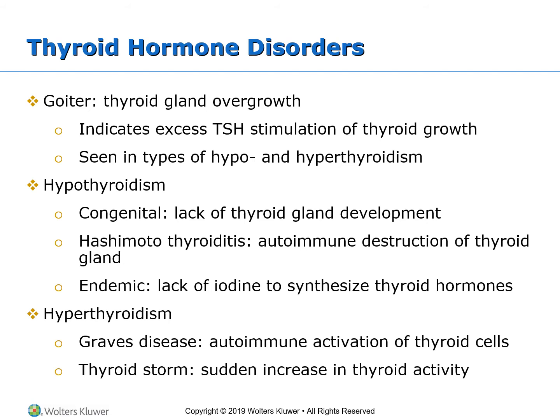Another type of disorder is when the gland is not producing enough hormones, and that condition is called hypothyroidism. We have more than one type of that. We have the congenital one that will result from a total failure of the thyroid to develop during fetal development. As a result of that, there will be repercussions in terms of mental and physical development.